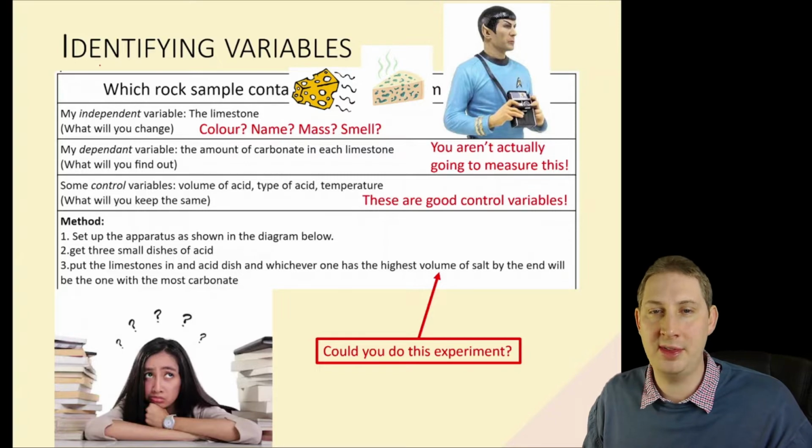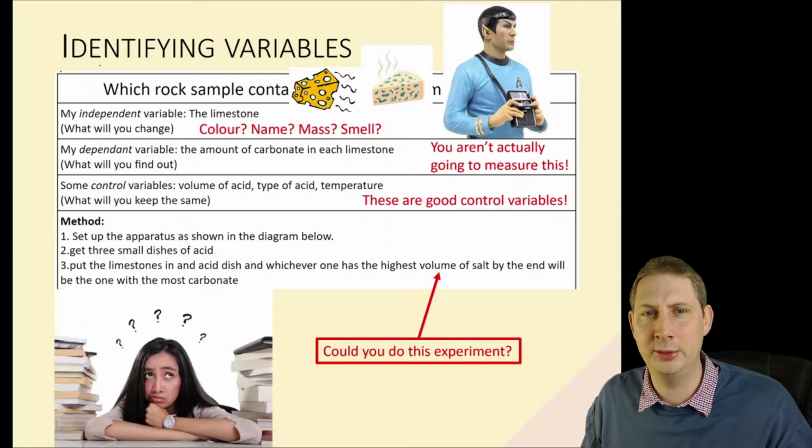But this was the method. Could you do this if I gave you this method? Set up the apparatus as shown in the diagram below, get 3 small dishes of acid, put the limestone in the acid dish, and whichever one has the highest volume of salt at the end will be the one with the most carbonate. If I gave you that and a lesson, could you do the practical? I very much doubt it.